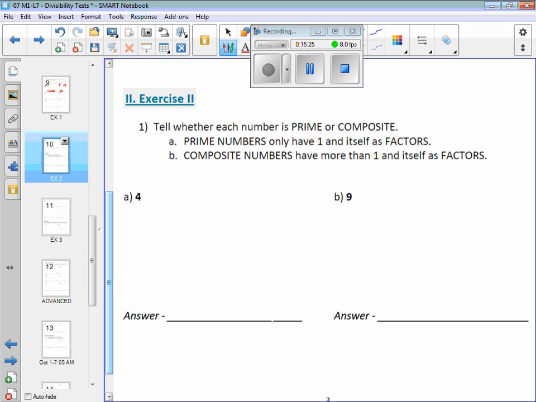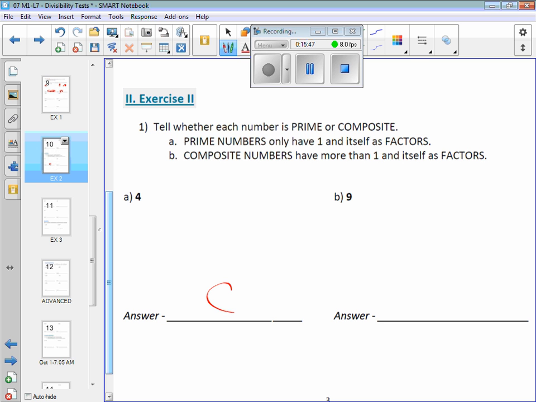The number 4, other than 1 and 4: 1 will go into it 4 times, 4 goes into it once. Other than 1 and 4, is there another number that goes into 4? Just say it, because you should know it. 2. Once you have one factor other than 1 and itself, it is composite. That's it.